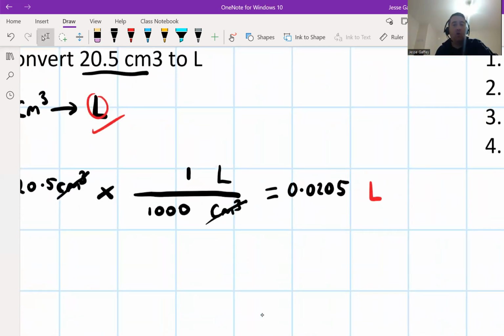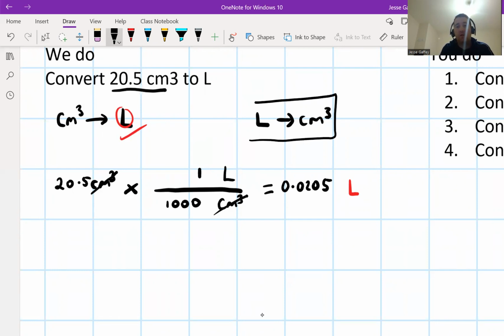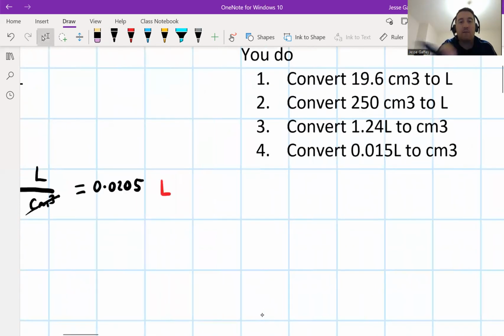And obviously, hopefully, you could work out how we could do it if we needed to go the other way. If we had liters and we wanted to go to centimeters cubed, again, we use the conversion factor, and you've got to figure out which unit is on the top and which unit is on the bottom. I know we've done this before. I have lots of videos doing this method. So hopefully you will be able to do that. You're going to have to do one or two of them here.